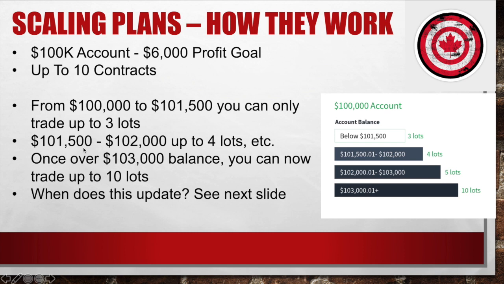Once you get above 101,500 up to 102, which is a pretty small step, quite honestly, it's kind of a weird one, I always thought, you can trade up to 4 lots, and it moves up from there. Once you get yourself over 103,001, you can trade the full 10 lots. So basically you have to make your first 3,000 of the $6,000 goal before you're cut loose on the 10 lots. You're going to have to ease into it. That's essentially what the scaling plan is. You're going to have to ease into being able to trade the full clip.